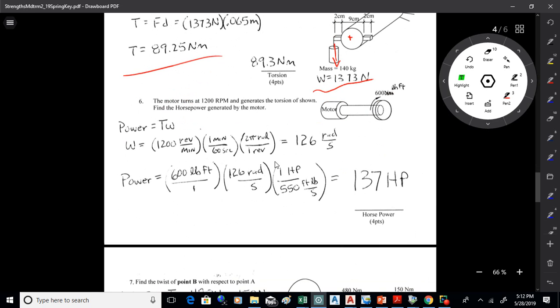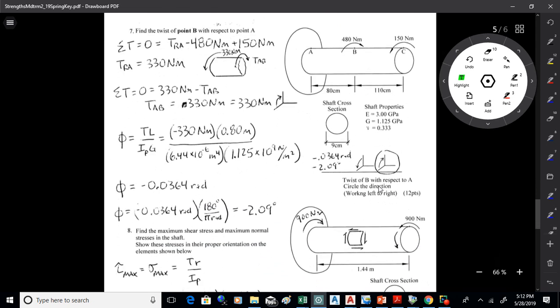For the power there, you take 1200 revolutions per minute, convert that into radians per second. Multiply that by the torsion, which is 600 pound-feet, and then convert that into horsepower. 1 horsepower is equal to 550 foot-pounds per second. You get 137 horsepower.